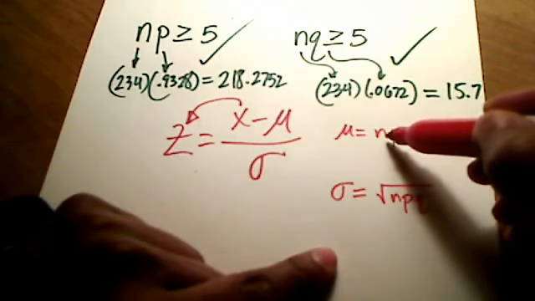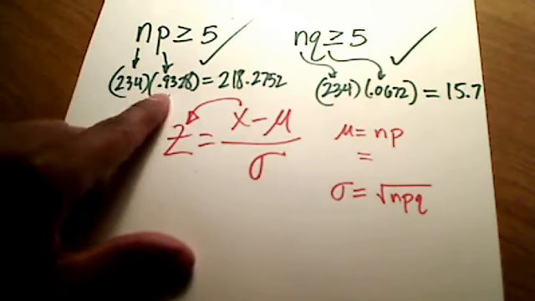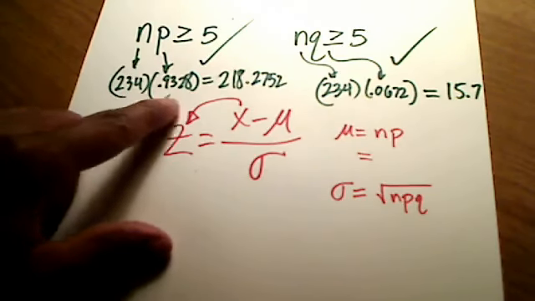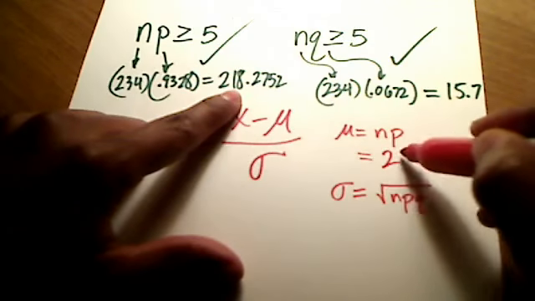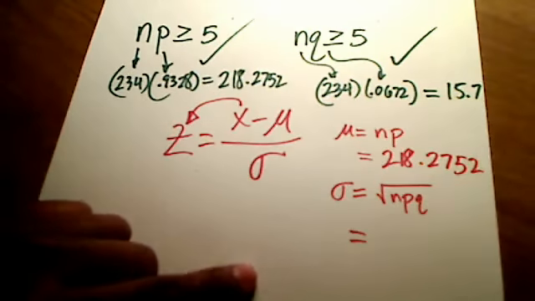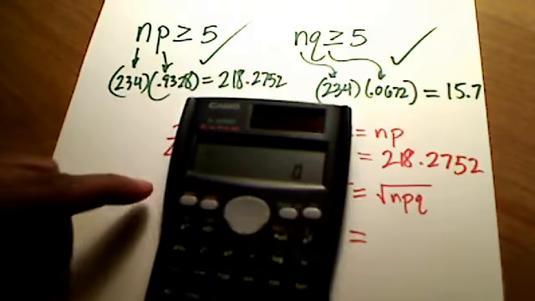Do you notice that n times p, our mean, was already calculated? We already did that up here. N times p is what we did to verify that it was greater than or equal to 5. This is actually our mean right here, 218.2752. And so all I really need to do is this calculation to find my standard deviation. Let's go do that one real quick.